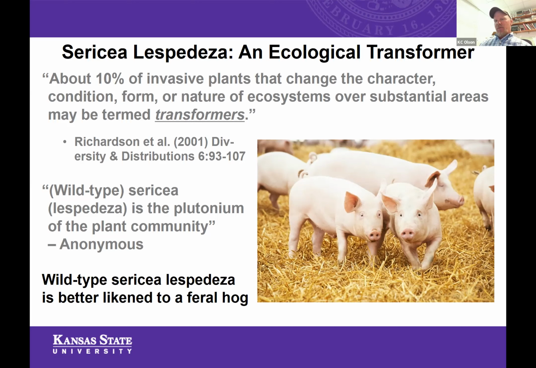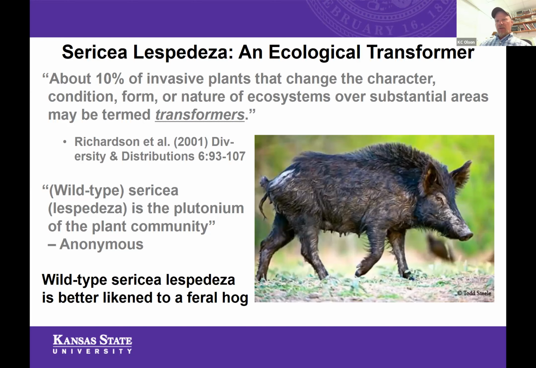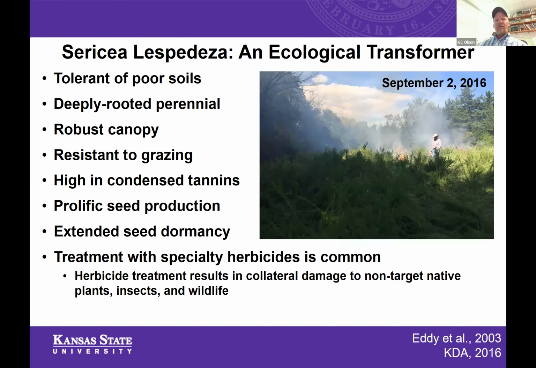if they escape from their farm of origin within just a few generations, they look like this nasty sucker. Okay, the same genetics that are in that farm pig are also in the feral hog, but you put a different set of environmental conditions around that hog and different physical characteristics get manifested. So in Sericea's case, okay, it's got a number of characteristics that make it a likely ecological transformer.